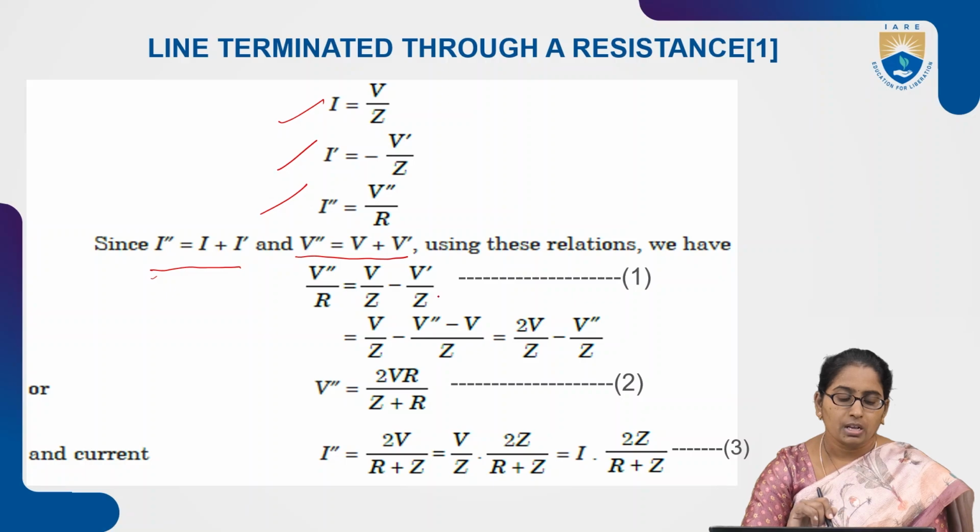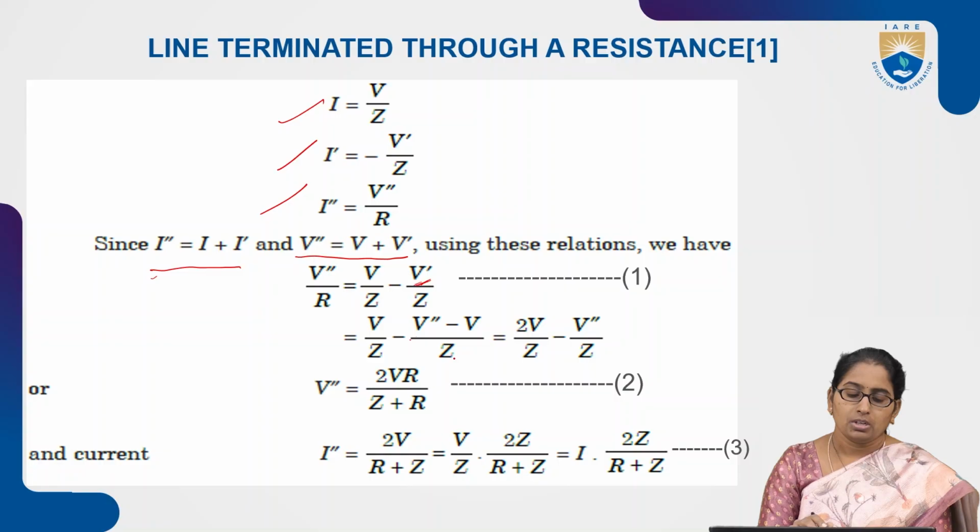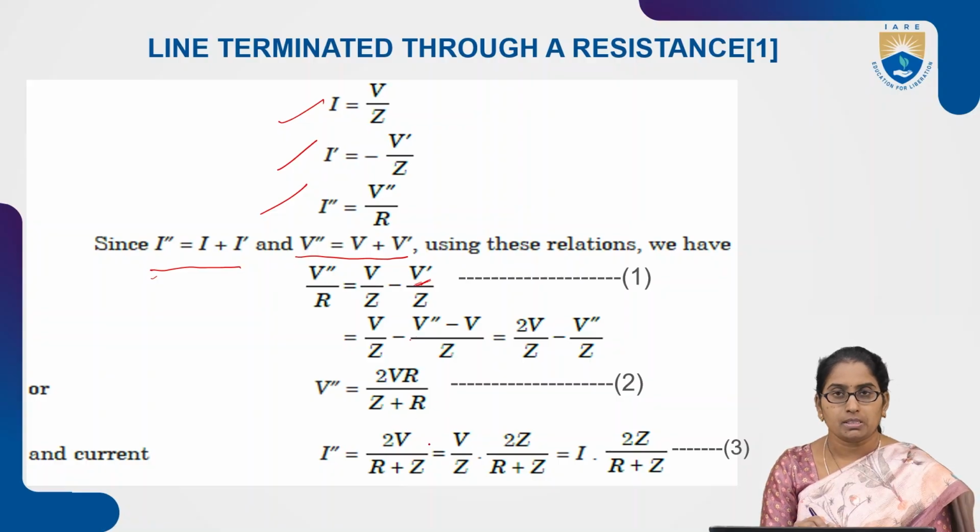I is V by Z. I dash is V dash by Z. Now take LCM before that, written V dash, V in terms of V and V double dash. So we know that V dash can be written as V double dash minus V. So after simplifying this, what is V double dash? It is given by 2VR by Z plus R.